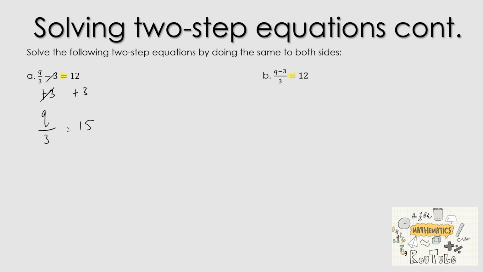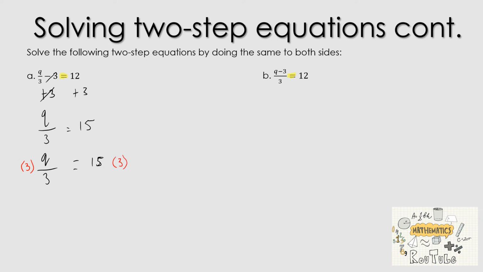Now what we need to do? Well, now we need to see what's actually happening to our variable, and we should hopefully see that it's being divided by 3. So now we can just rewrite it again. We've got q over 3 equals 15. Now the opposite or the inverse operation of division is multiplication. So because the 3 is on the bottom of the fraction, we're going to multiply the left-hand side by 3 and the right-hand side by 3.